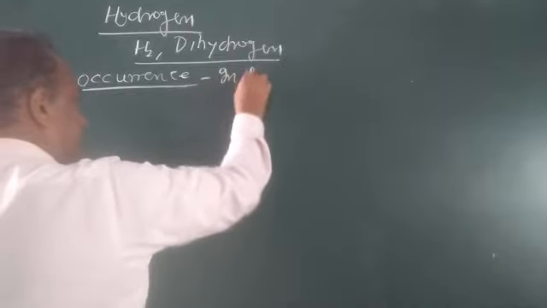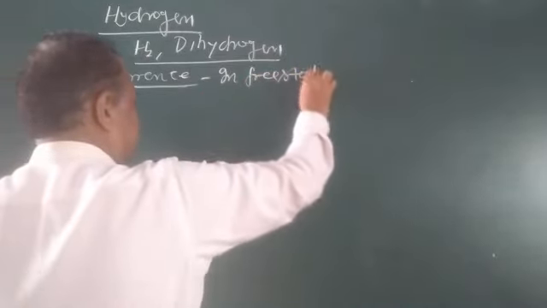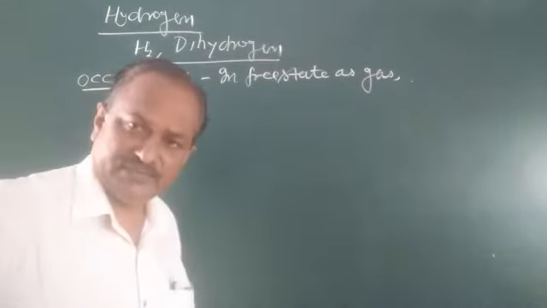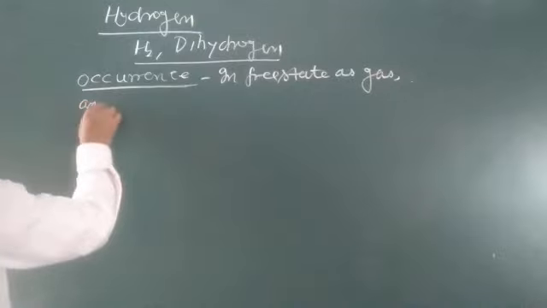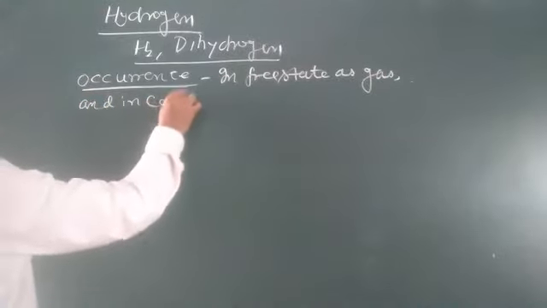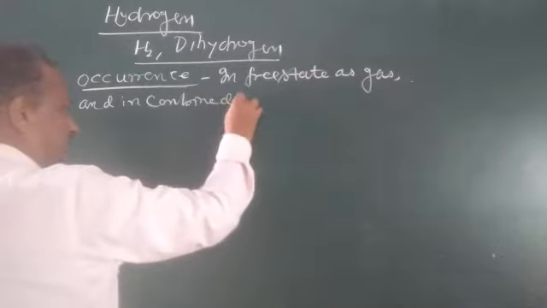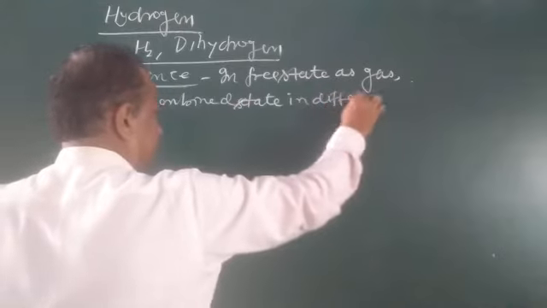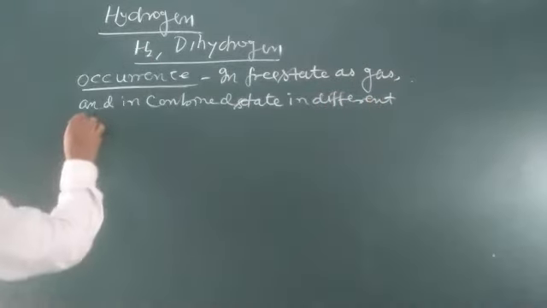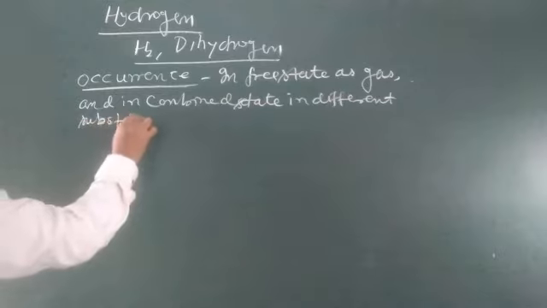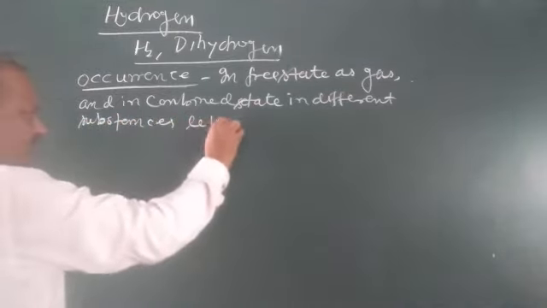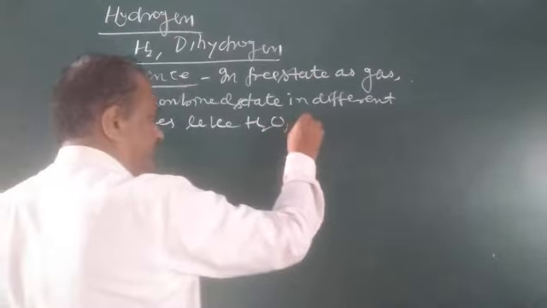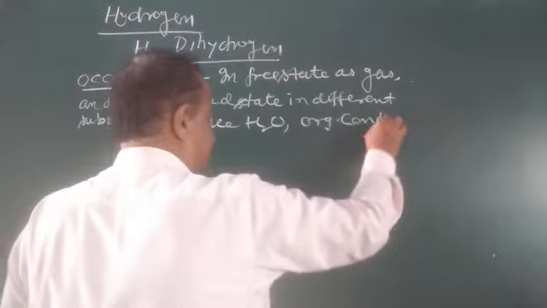Occurrence means its availability in nature. So in free state as gas, free state, elemental state, and in combined state in different substances like H2O, water, then different organic compounds.